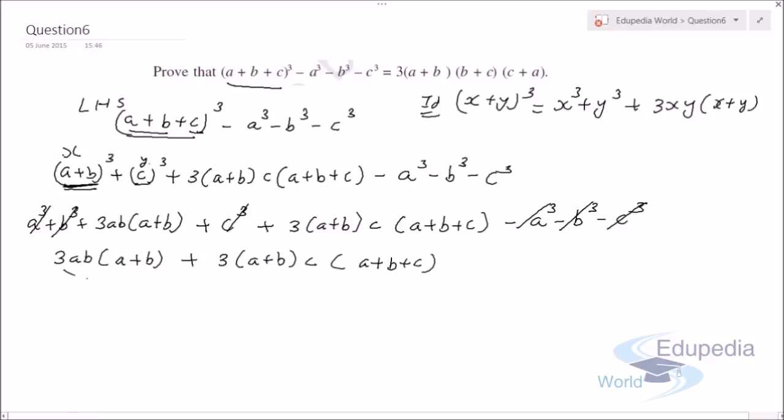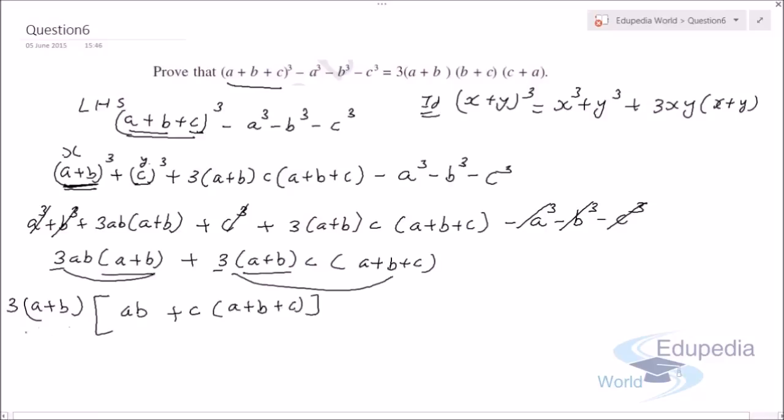Now from both the terms, we have (a plus b) as common, so we can take (a plus b) as common. We also have 3 as common, so we can take 3 as common. What remains is ab plus c into (a plus b plus c). Now we can write this as 3 into (a plus b) into (ab plus, then we multiply this, ac plus bc plus c square).